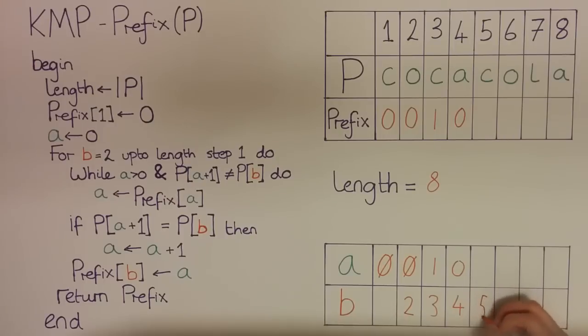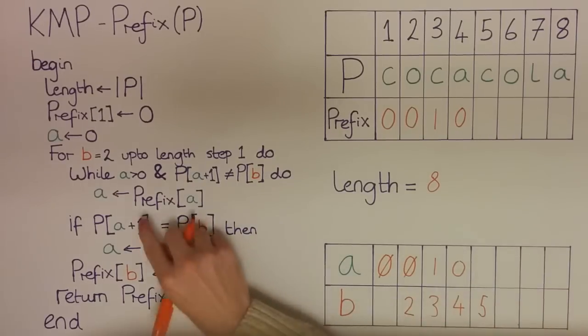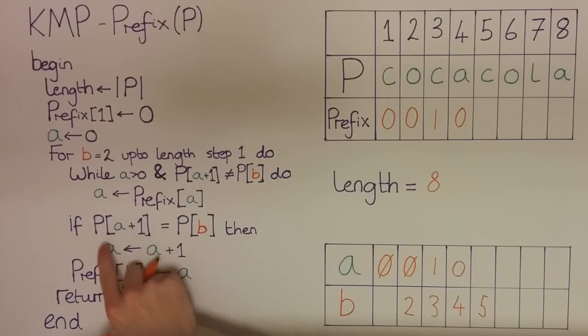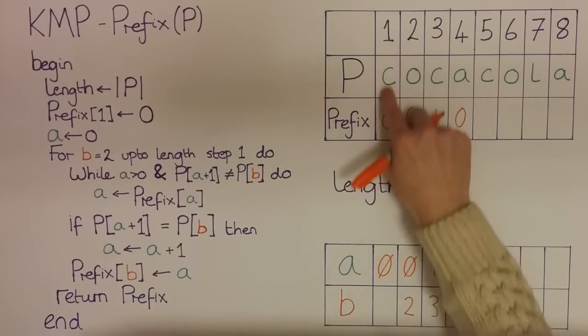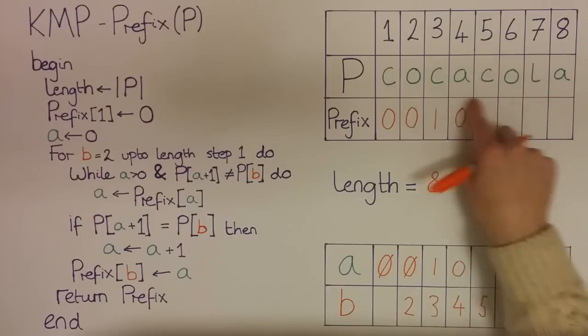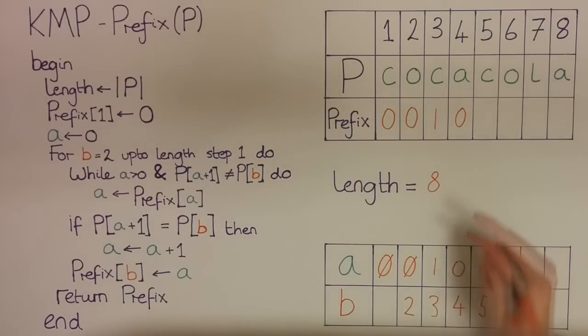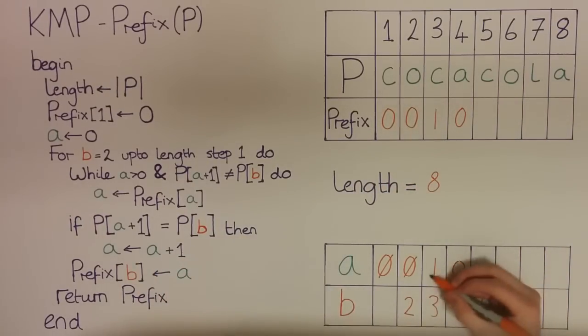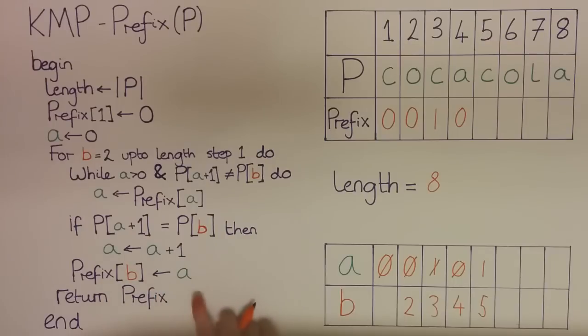b is updated to 5. While a is greater than 0, which it's not, so we can skip this. If p of a plus 1, so p of 1, which is C, is equal to p of b, or p of 5, which it is, as they're both C, this signals another overlap, so a is set to a plus 1, which makes it 1, and the prefix of b is set to a, which is now 1.